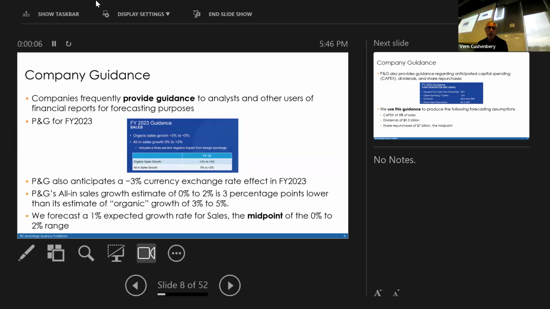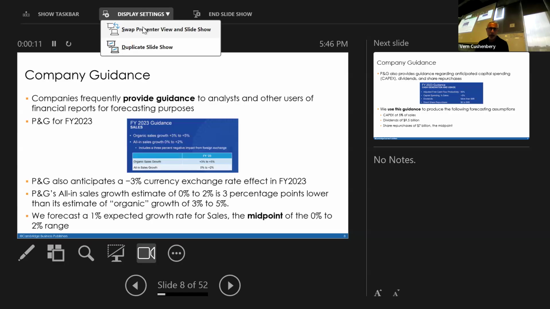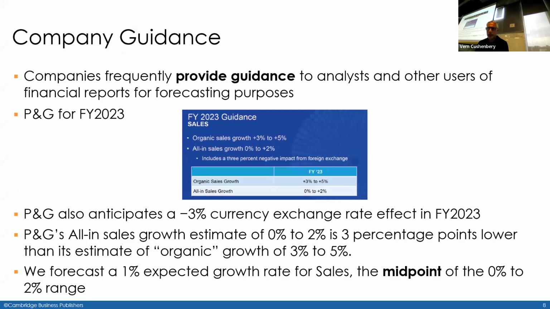So P&G, here's an example of the type of forecast that they give to the street. So they're giving their analysts organic sales growth of 3 to 5% and all-in sales growth of 0 to 2%. I don't really know what that means. Their all-in sales growth is less than their organic sales growth. So there's something in there that's detracting from sales that's not organic.